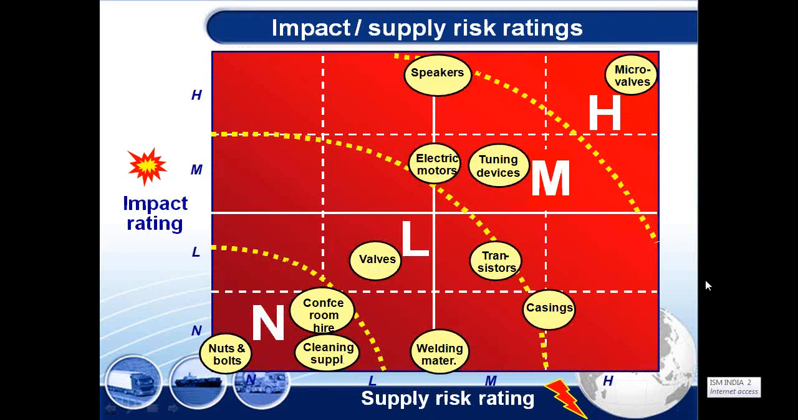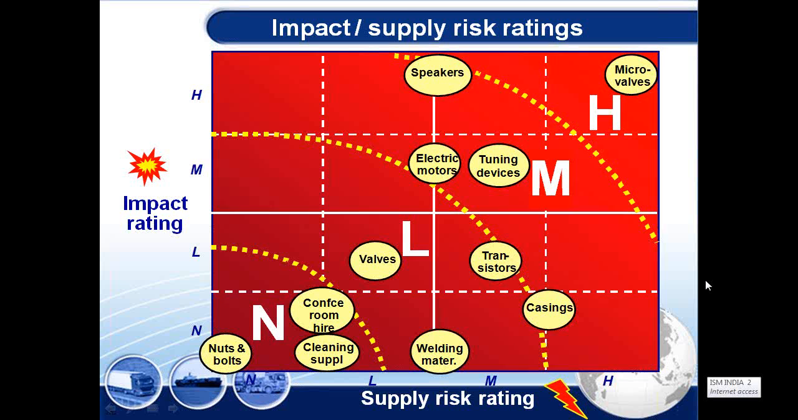Then we see the next one. The earlier chart which you were seeing had impact on the y-axis and expenditure on the x-axis. Now here we have supply risk rating on the x-axis and impact rating, where later on I'll combine both of these along with expenditure. So this one you are seeing is the supply risk rating.